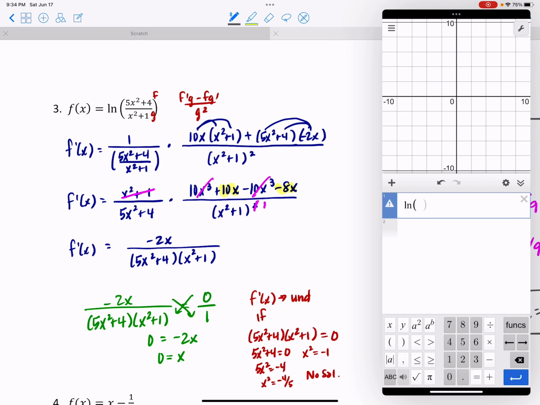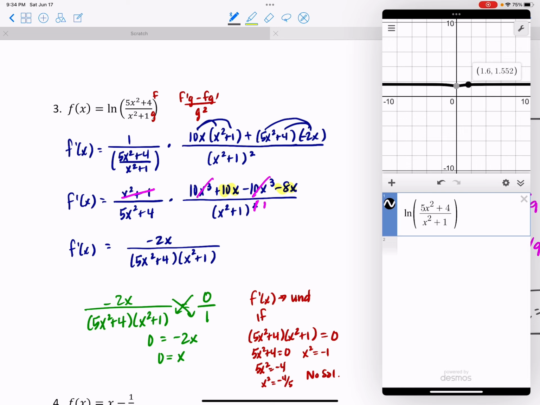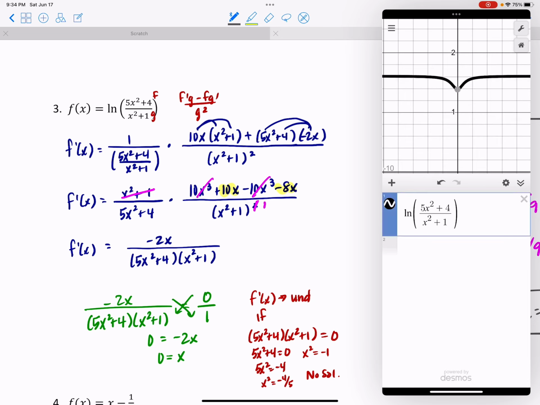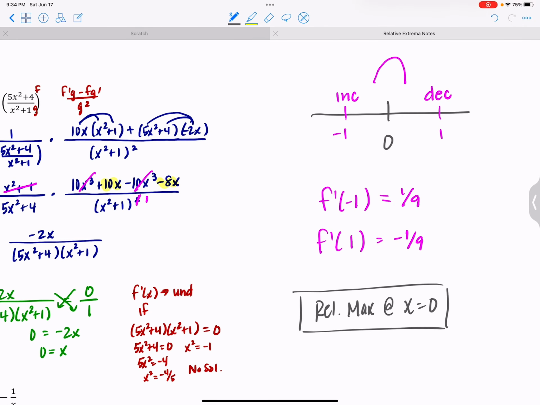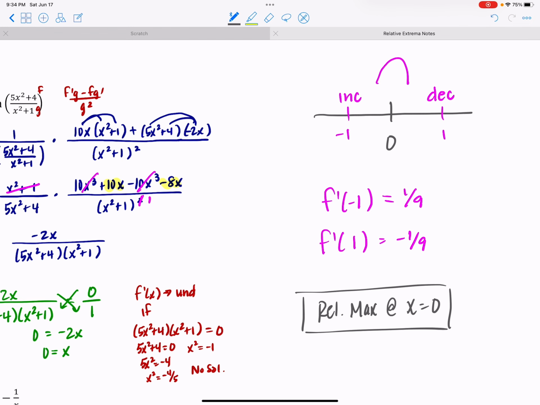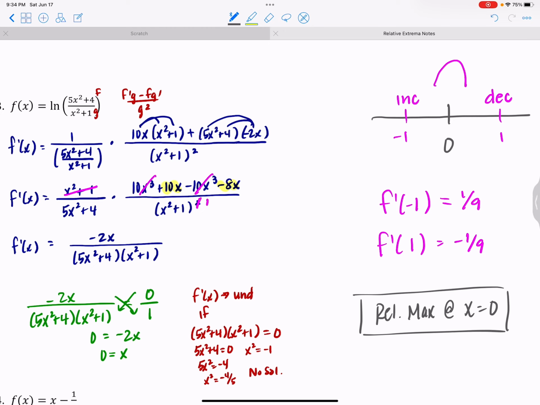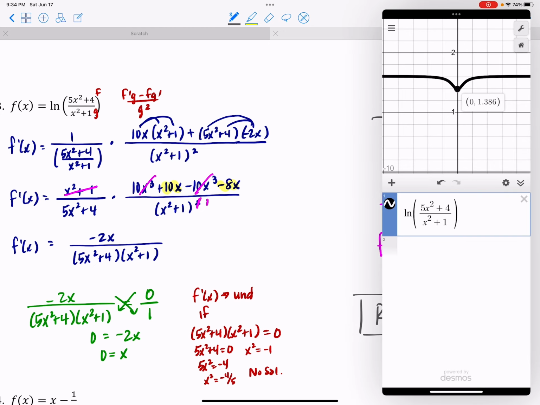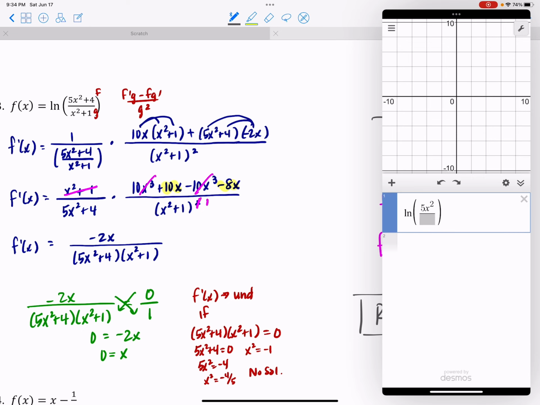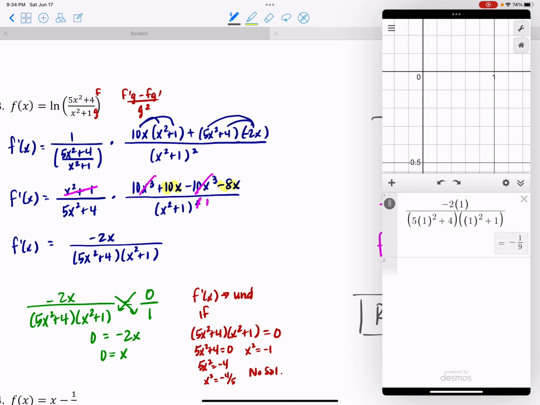Okay, so natural log of the fraction 5x squared plus 4 squared plus 1. Okay, so here it is, and we said at x equals 0, and if you zoom in there, boom, we have it. X equals 0, we have a relative minimum. And that's not what we said. What did I do? Let me undo my work here because somehow I miscalculated something.